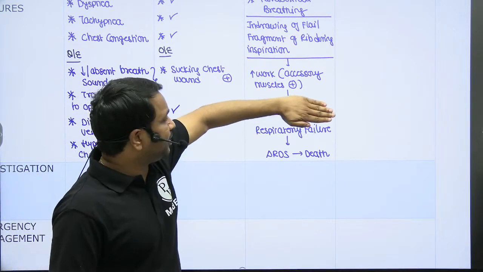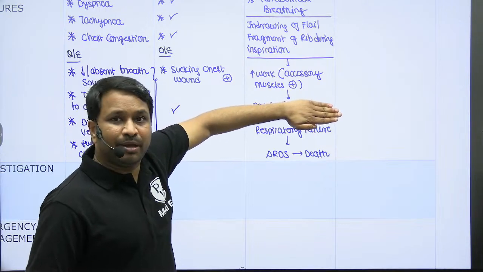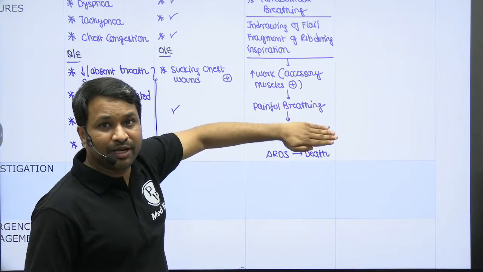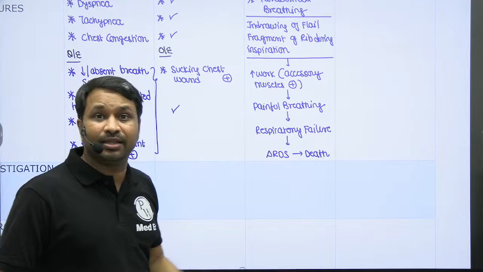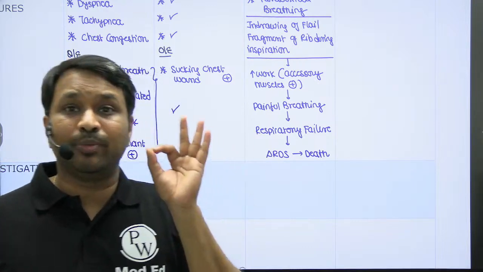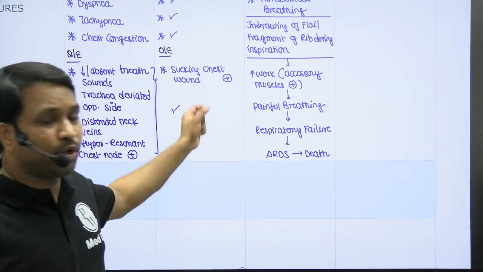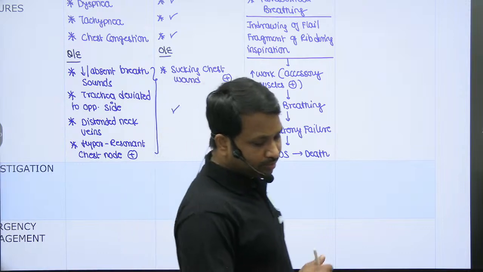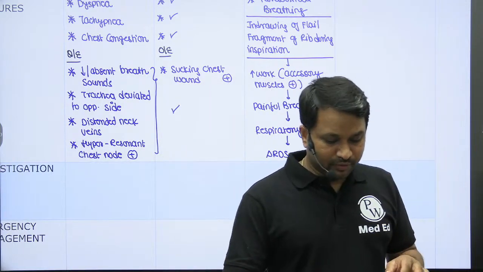If I take the pain out of this picture, so there is no pain, patient continues to breathe. If patient continues to breathe, there's no failure. If there's no failure, there's no ARDS, no death. So the single most important thing to be addressed in a patient of flail chest is going to be the painful breathing. Okay?